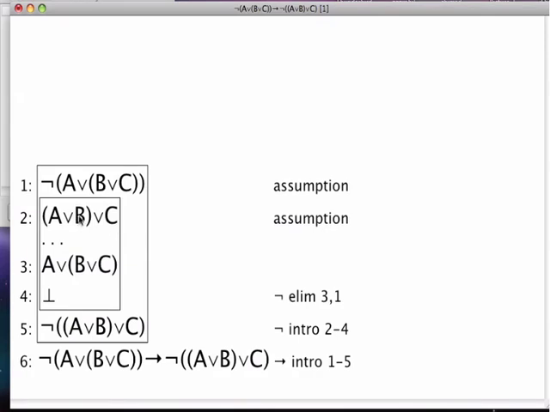So we need to justify this line. We have to go from here to here. And you can clearly see that we should be able to do it somehow, because clearly this one implies this one. I mean, if we know this, we certainly also know this. It's just a matter of doing it within the rules of what is available to us.